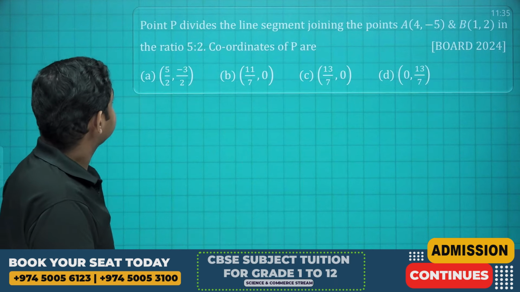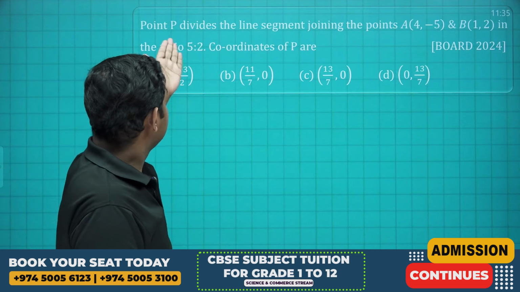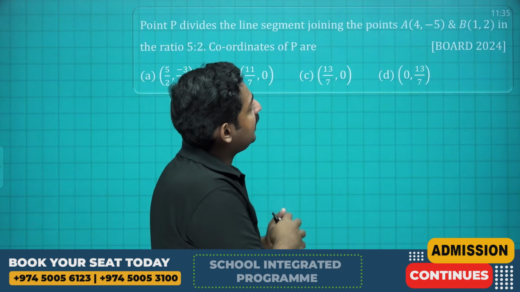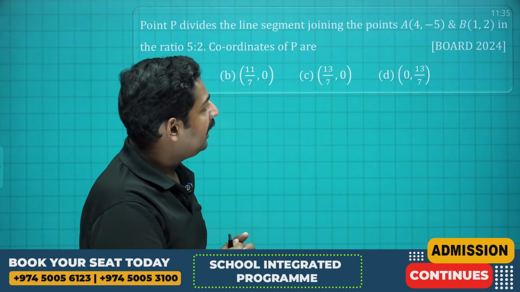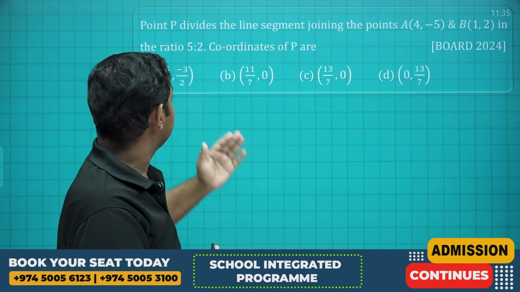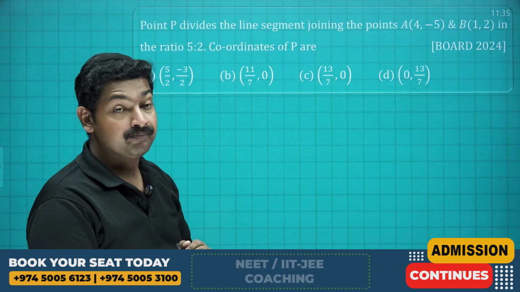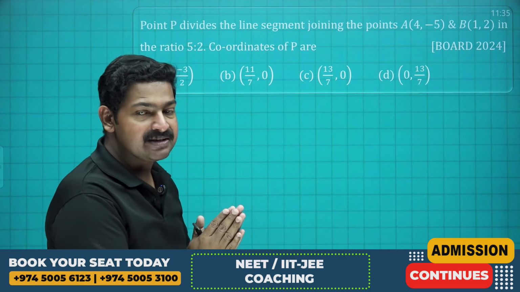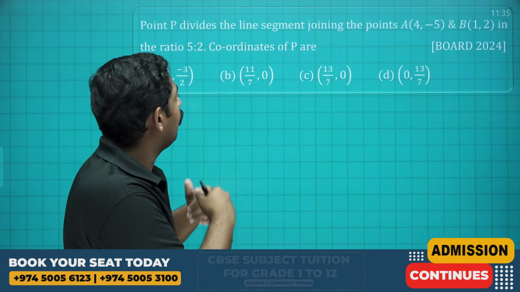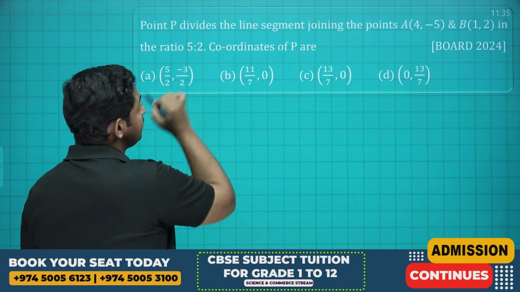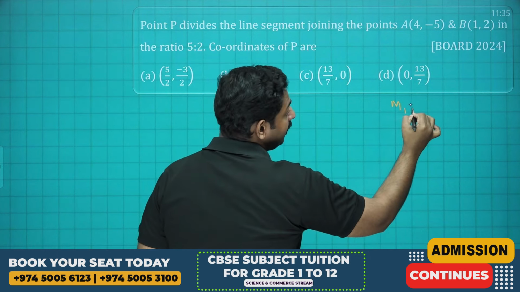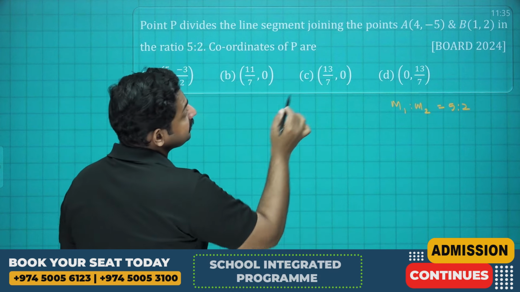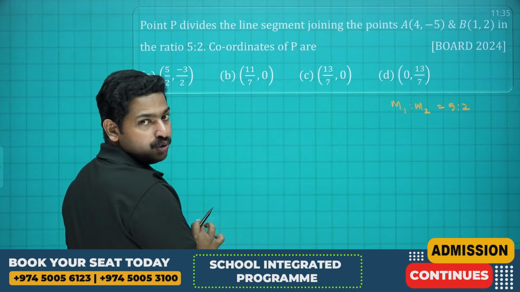Moving to the next one. Here you can see point P divides the line segment joining the points A (4, -5) and B (1, 2) in the ratio 5:2. Then the coordinates of P. So this is directly by the section formula. We need to find the coordinates of P where the ratio m1 is to m2 is given. The ratio is given as 5:2 and the two points are given.